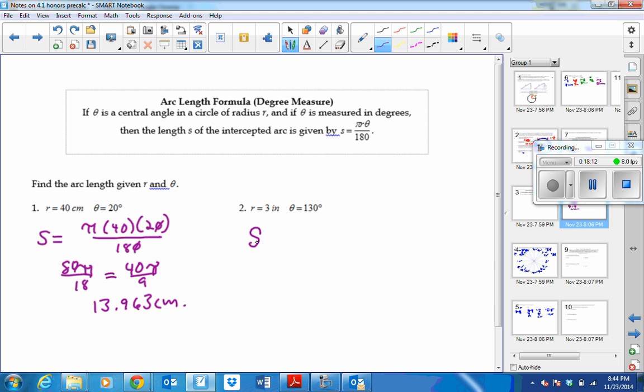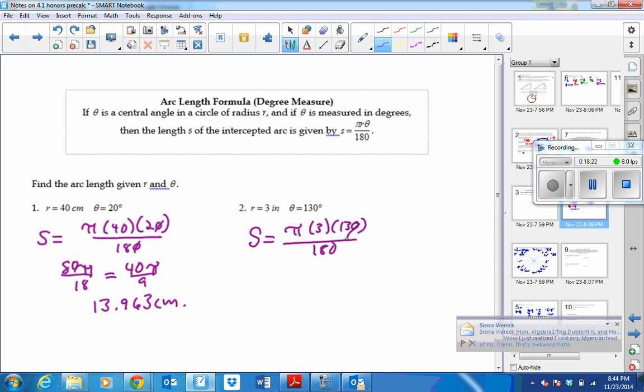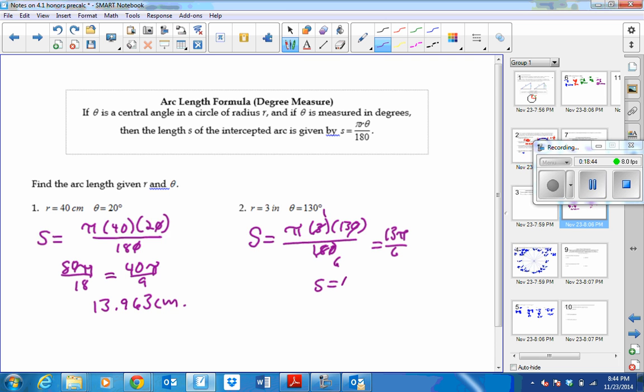And so for this one, we have a radius that's 3 inches, and we have theta is 130 degrees. So we're going to say S equals pi times the radius times 130 over 180, and I know I can cancel out those zeros. It's the same as dividing by 10, and I know I can cancel 3 over 18. That's going to be 1, and that's going to be 6, and so I end up with 13 pi over 6, and that's what I'm going to put in my calculator. 13 times pi divided by 6, and we get that this arc length is 6.807 inches.